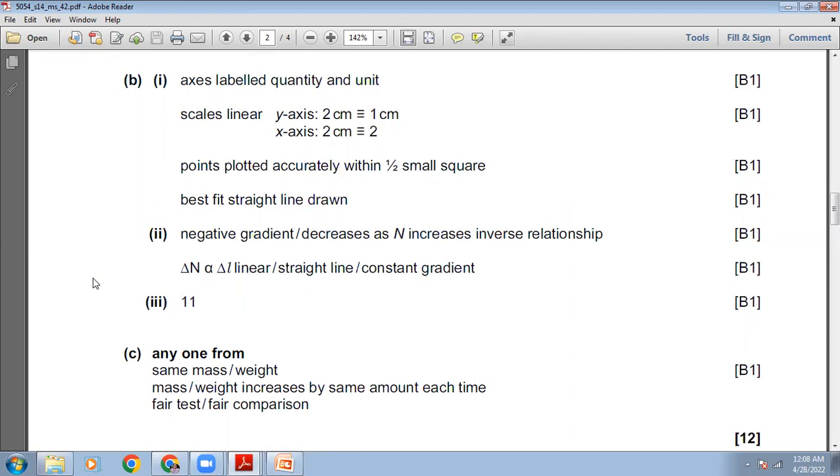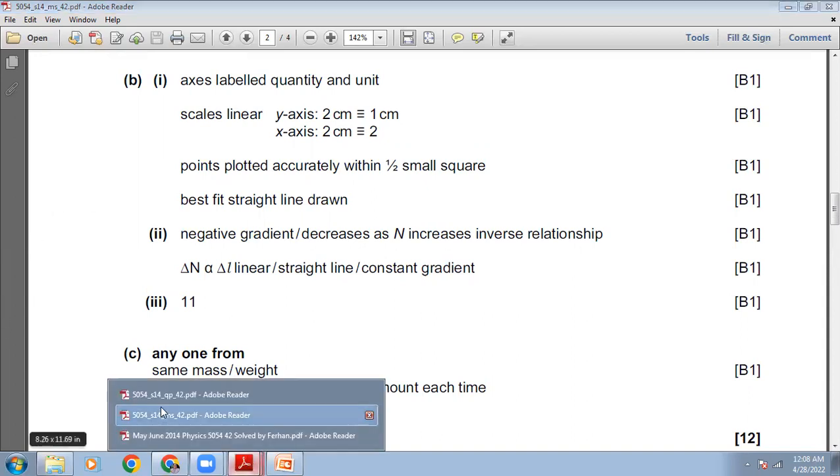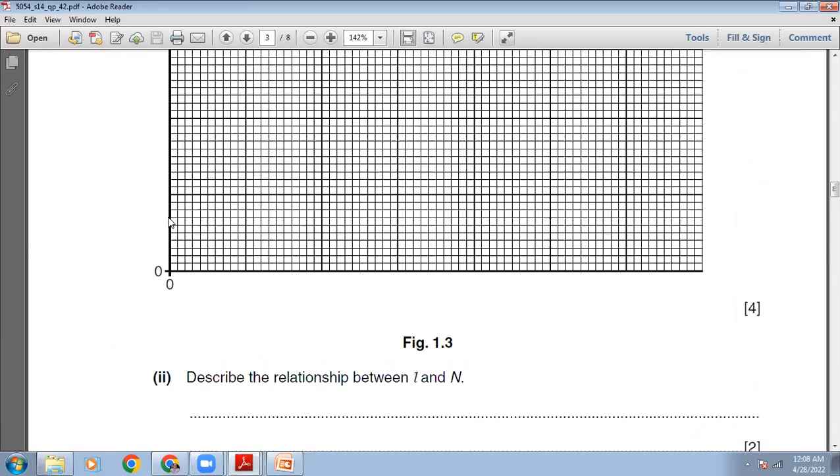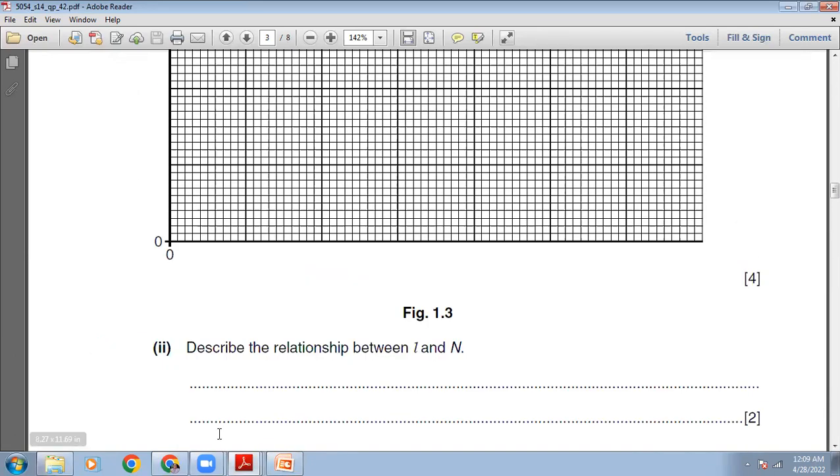So don't use the words inversely proportional. Just say inverse relation. Never use the words inversely proportional, because for inversely proportional, the shape of the graph is different.